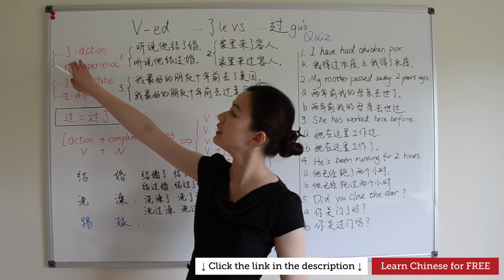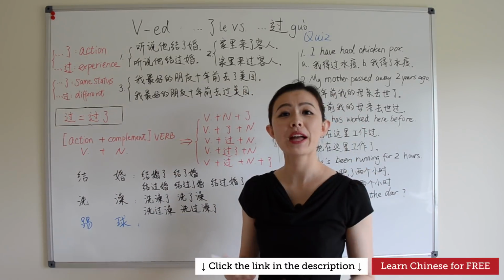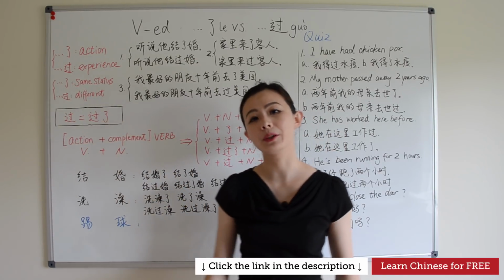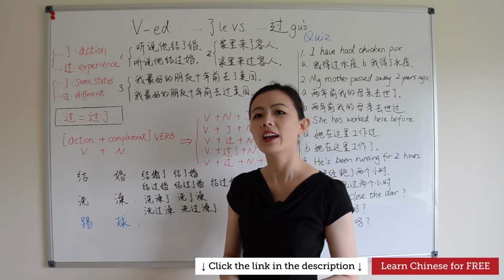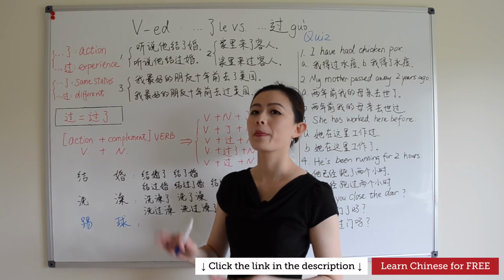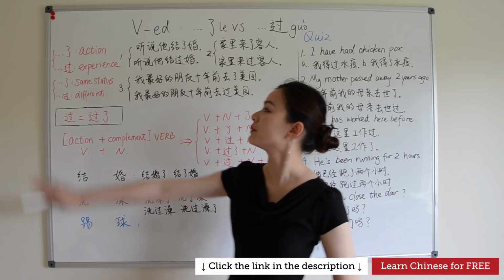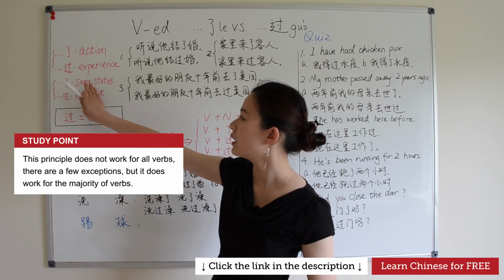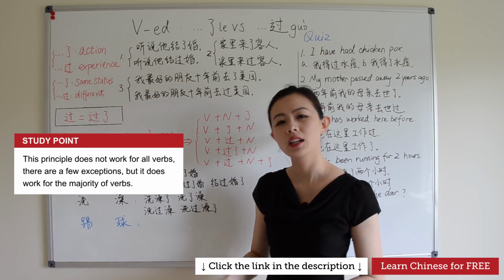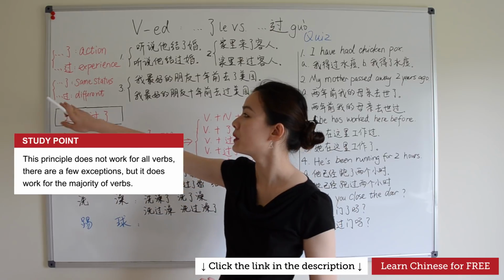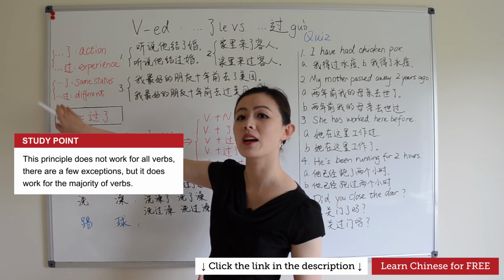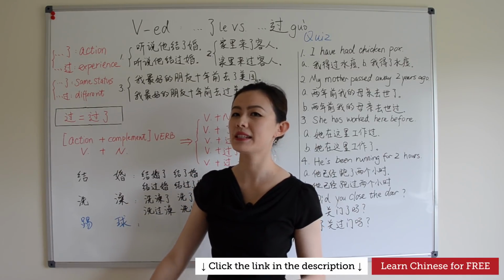If you put le after the verb, you emphasize the action. If you put 过 after the verb, you emphasize the experience. That being said, with verb plus le, or 动词加上了, the status stays the same. But if you have verb plus 过, or 动词加上过, the status might be different.